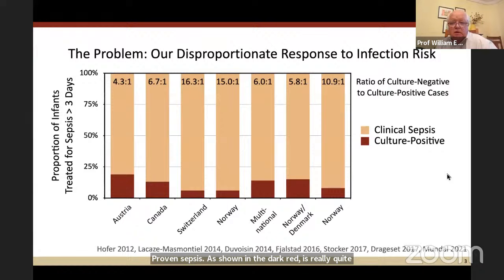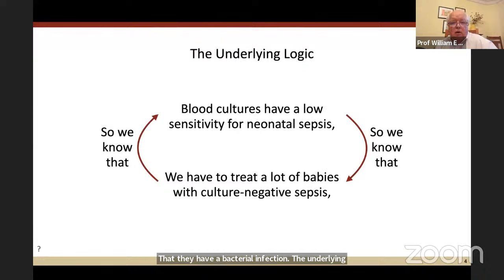The ratio of babies who are treated for culture negative sepsis to the ones that actually have sepsis ranges from 4 to 1 to 15 or 16 to 1. So the vast majority of the babies that we're treating for sepsis actually don't have proof that they have a bacterial infection. The underlying logic behind this is that we all know that blood cultures have a low sensitivity for neonatal sepsis. And because of that, we know that we have to treat a lot of babies with culture negative sepsis. And because we have to treat a lot of babies with culture negative sepsis, we know that blood cultures have a low sensitivity for neonatal sepsis.